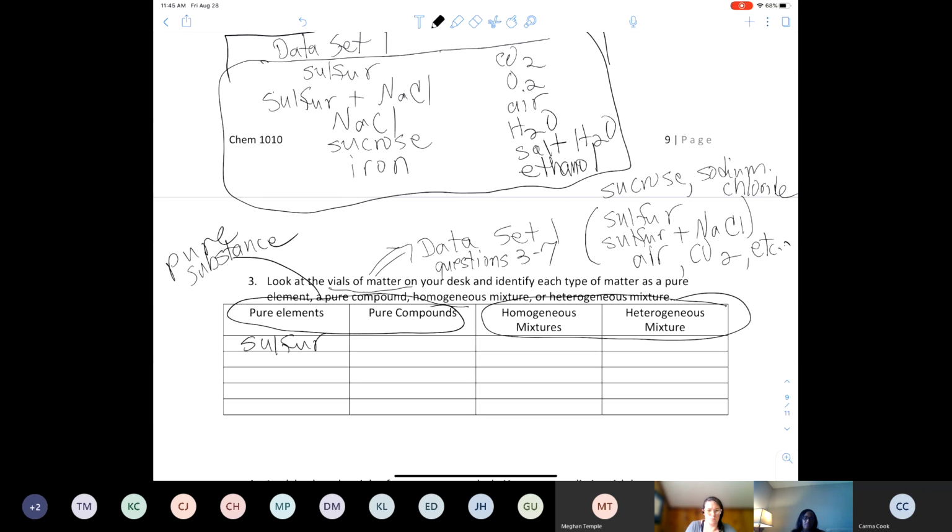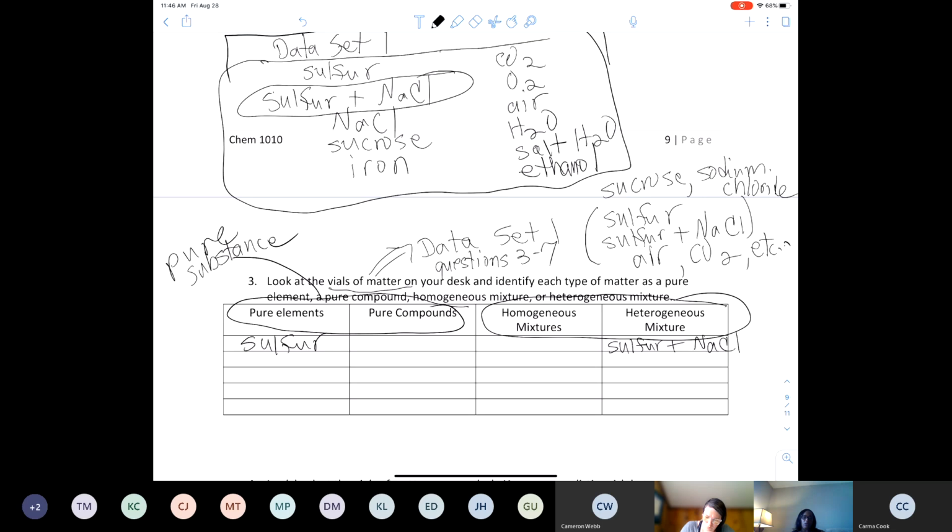Sulfur plus NaCl. Pure compound? Or is it a homogeneous mixture? Very good. It's 2 things. Remember, when you see a plus sign, you know it's a mixture. So heterogeneous, I agree. Does everyone agree that it's heterogeneous? Yes. We may have had a lot of sulfur at the top, but a lot of sodium chloride in that vial at the bottom. So those two components mixed together were in a heterogeneous way. We didn't have the same amount of sulfur in every part of the vial.